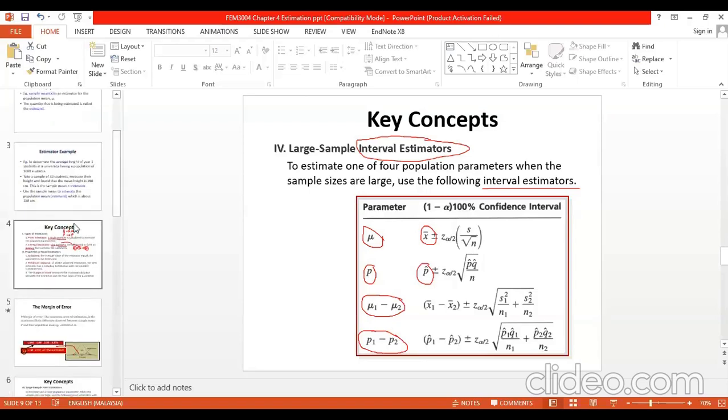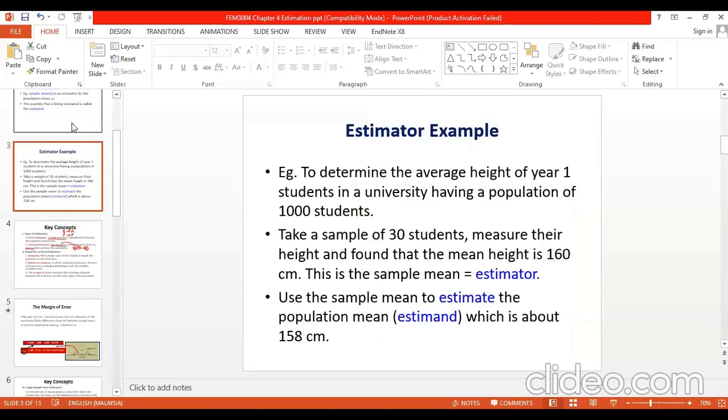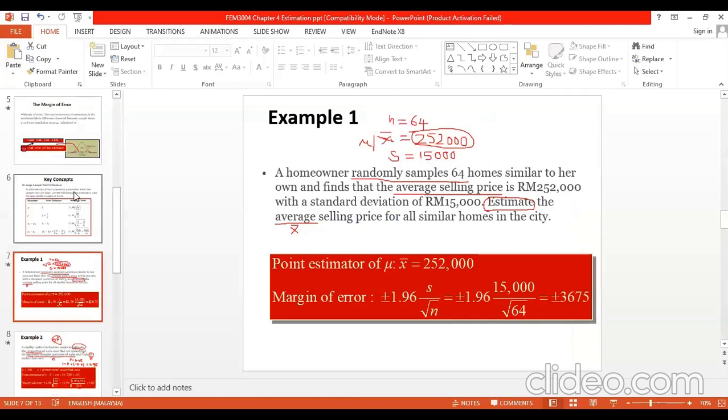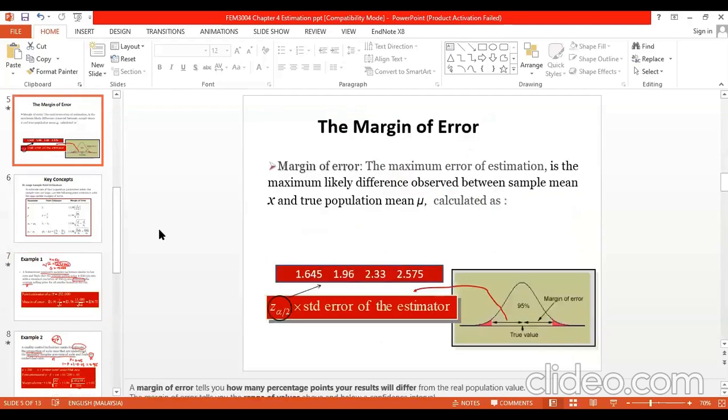For example, if you notice in these notes, in some of the notes I also put extra notes at the bottom, like this one, a margin of error. What is the margin of error? So you can refer to that.